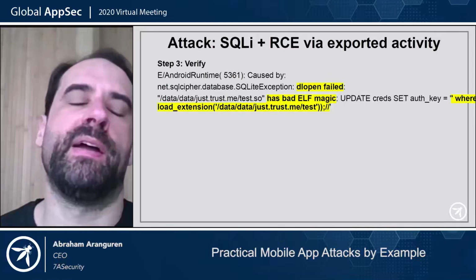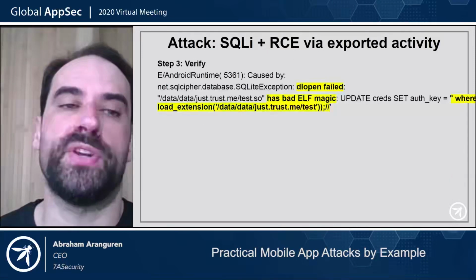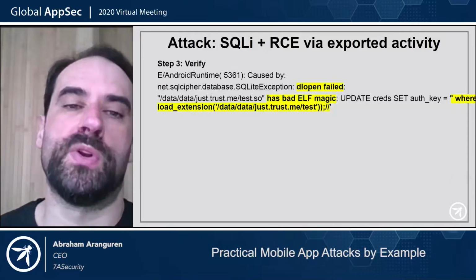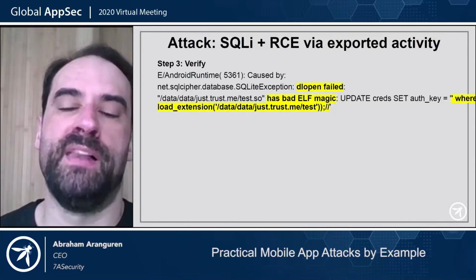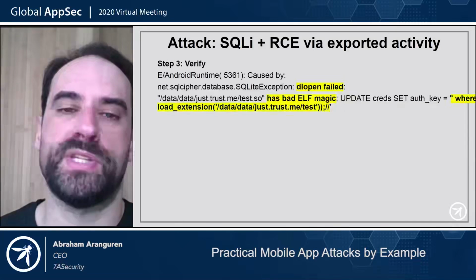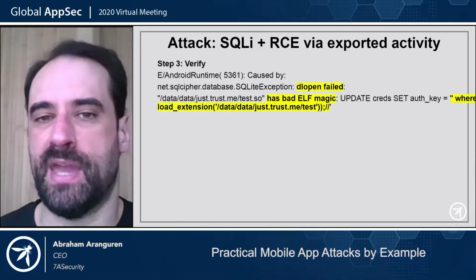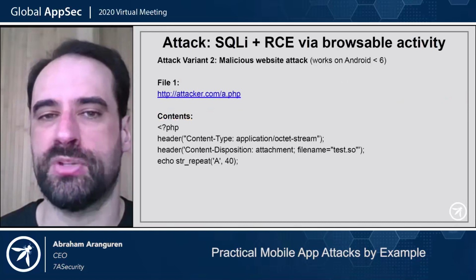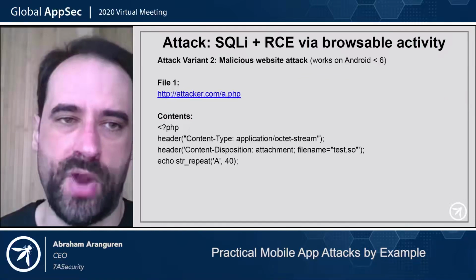Well, yeah, and then on Logcat, when you were checking, this is what it would look like. So it has a message about ELF magic. This is telling you that the application was actually trying to run this binary, because it's checking if it has good or bad ELF magic. So this means that it's trying to run it.